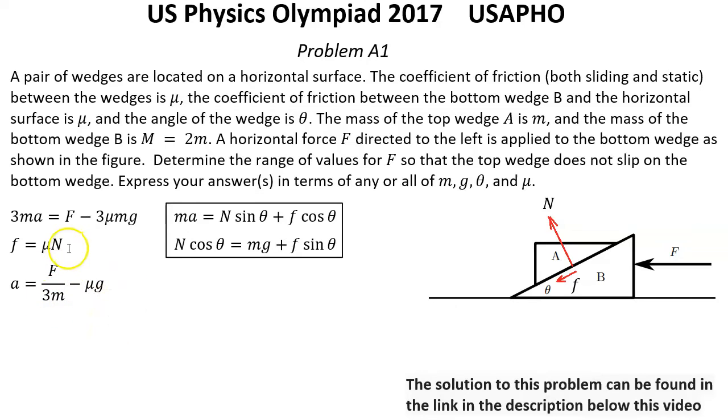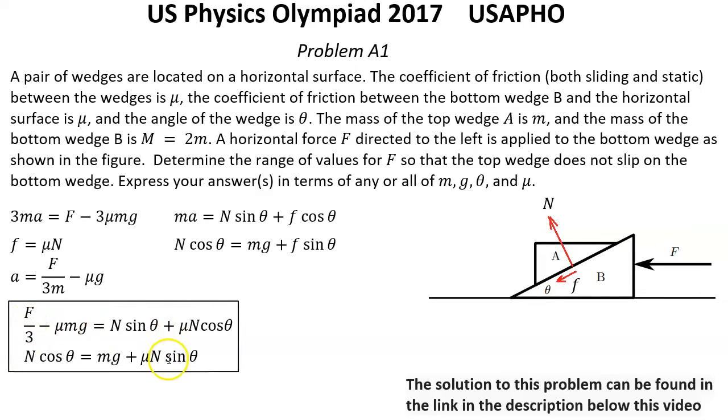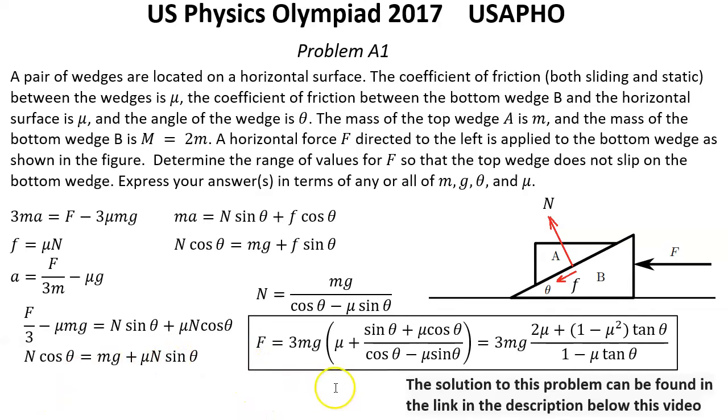Now we can put these expressions into our equations for motion of this top wedge, and we have these 2 equations. From the second equation we can express normal force, which is equal to this expression. And now we can insert this expression here and finally find the maximum possible force F. That will be this expression, and after some reductions we have this answer. This is the answer for the maximum possible force F.